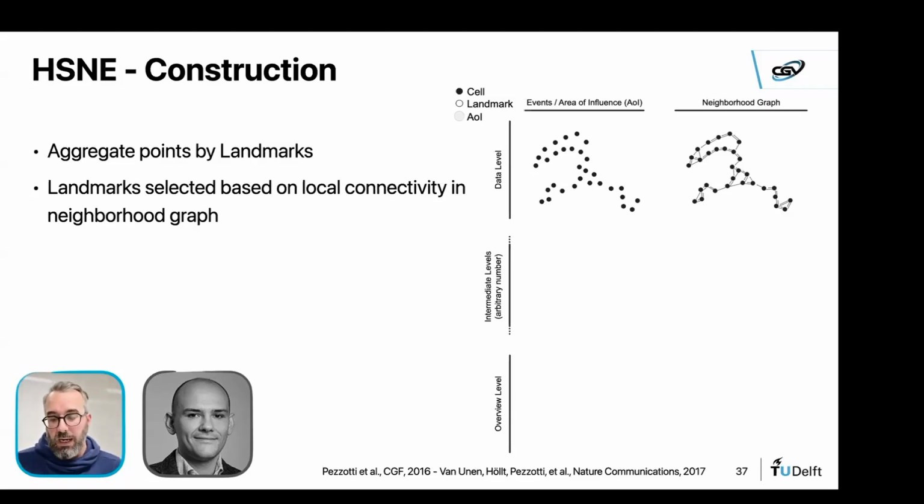But then when we go up in the hierarchy, first of all, we have to select our landmarks. We don't want to randomly sample. Instead, and I'm going to spare you the math details, in principle we select those points that are very well connected in the local neighborhood of these graphs. So we look at this graph and see, okay, there's a lot of connections over here, so we take one of these points as a landmark.